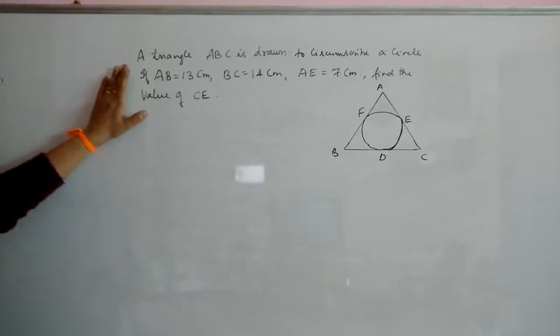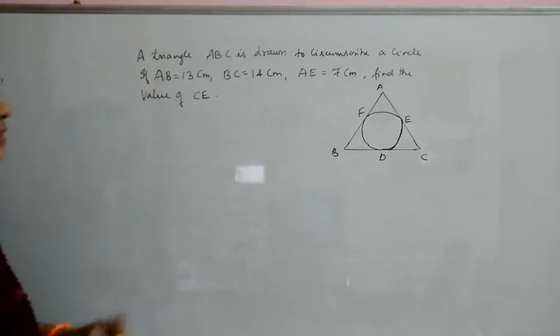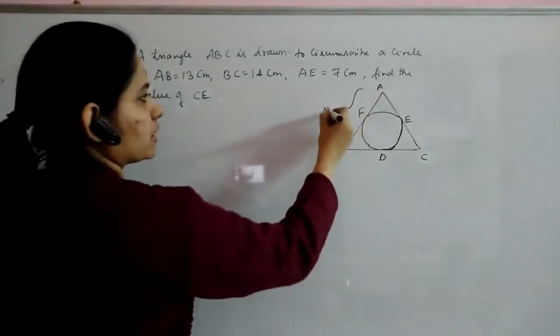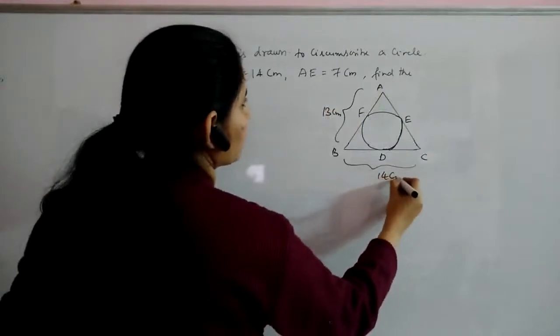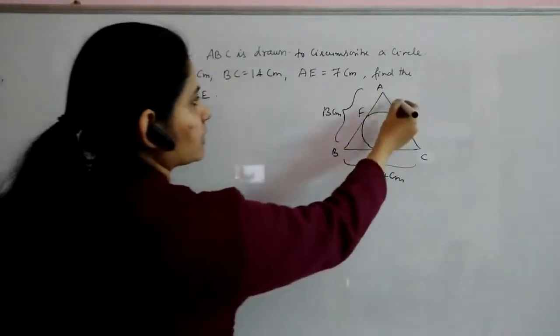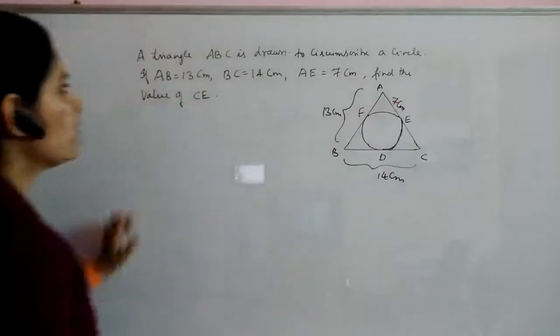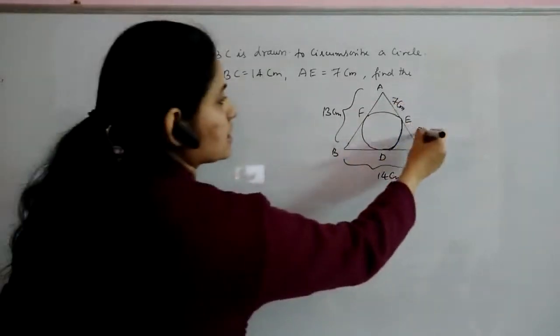So what is given in the question? A triangle ABC is drawn to circumscribe a circle. If AB is 13 centimeter, this total is given to be 13 centimeter, BC is 14 centimeter, and AE is 7 centimeter. You have to find the value of CE.